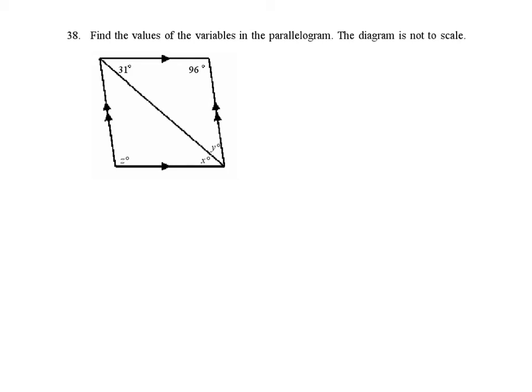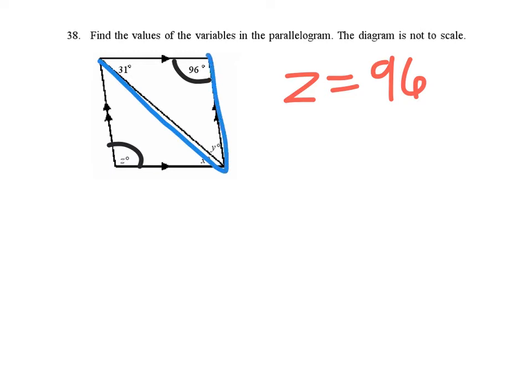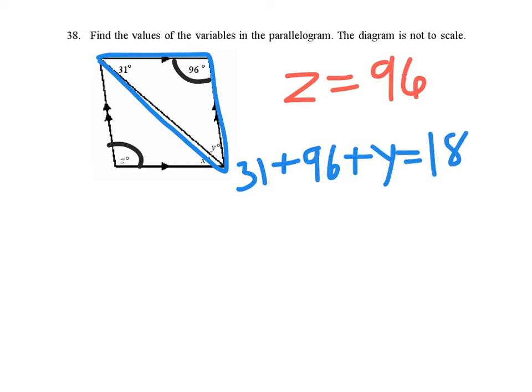All right, 38 says find the values of the variables in the parallelogram. The diagram is not to scale. So I know if it's a parallelogram, the opposite angles are congruent. So angle Z is going to equal 96. I also know if you have a triangle, all the angles add up to 180. So I know 31 plus 96 plus Y equals 180.